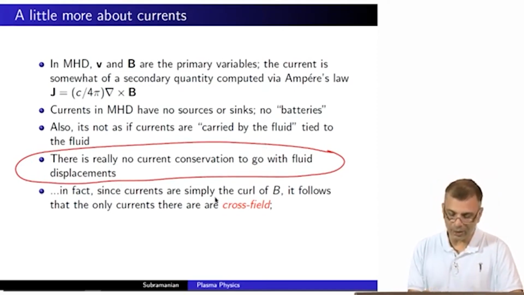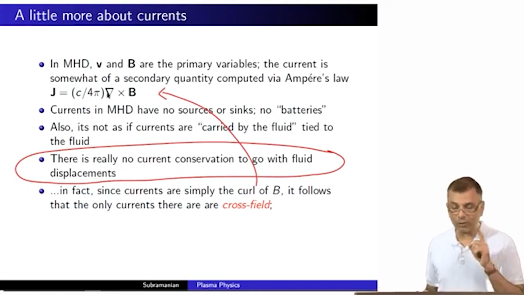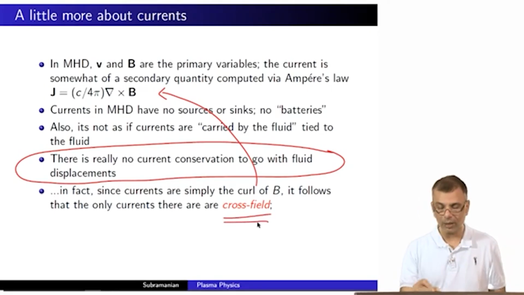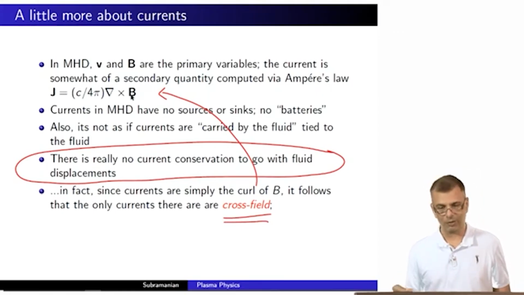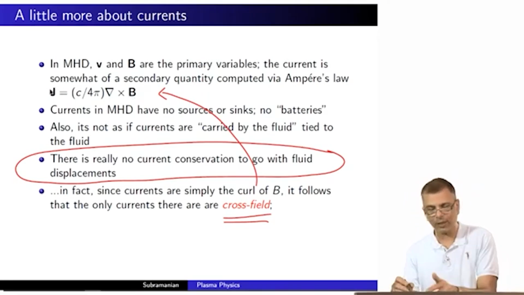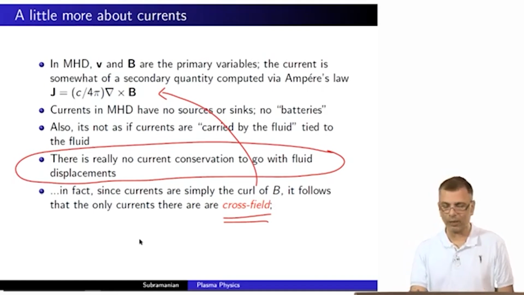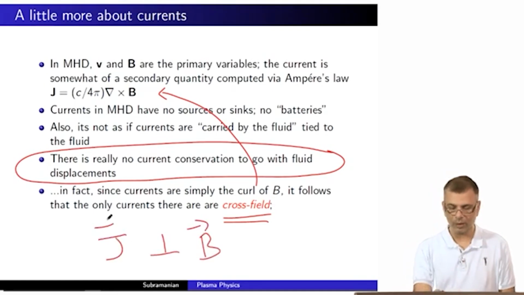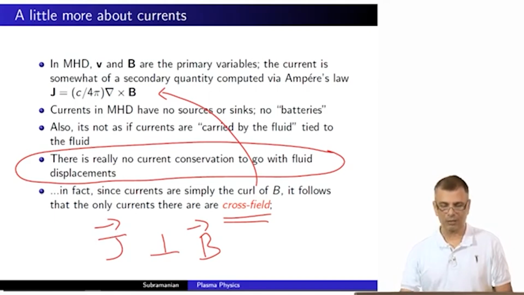In fact, since currents are simply the curl of B, you see here, apart from a constant, they are just the curl of B. It follows that the only currents there are cross field. Okay, because by definition the curl of B is perpendicular to B. So, the direction of the current density is actually perpendicular to B. Cross field meaning they are perpendicular to the magnetic field B. Okay. This is also something that bears looking at, and you should let this sink in a little bit.